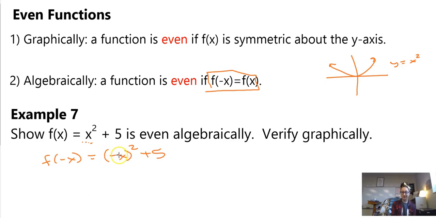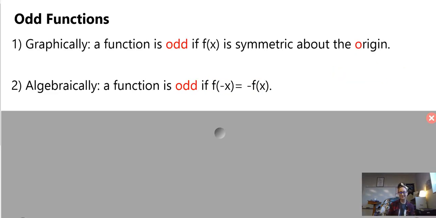Well, a negative squared, is that positive or negative? That's positive, so this is equal to x squared plus 5. Well, is that what you started with? Yes, it is. So since they're the same, this function is indeed even. Now, if we have even functions, of course, we have odd functions as well.